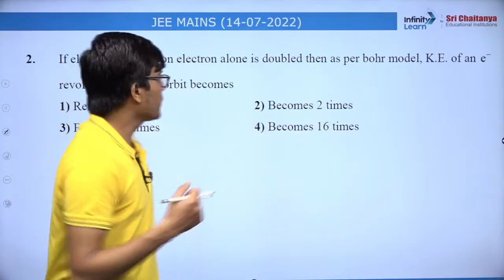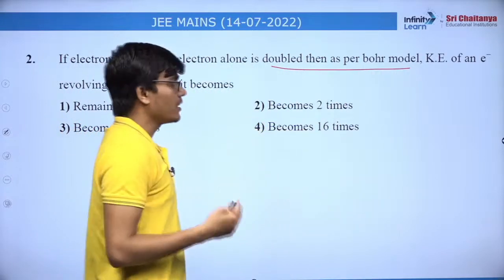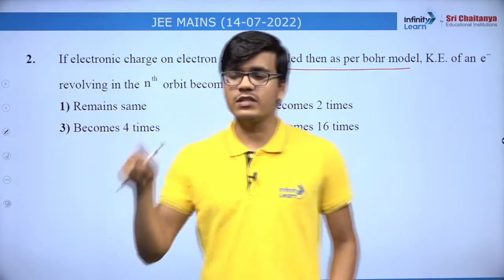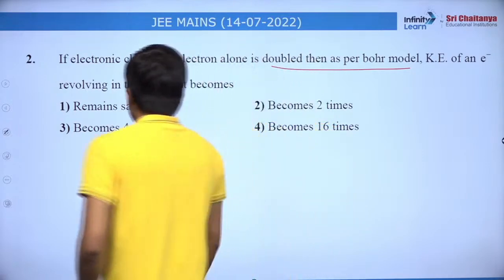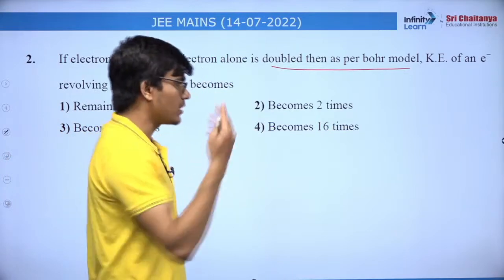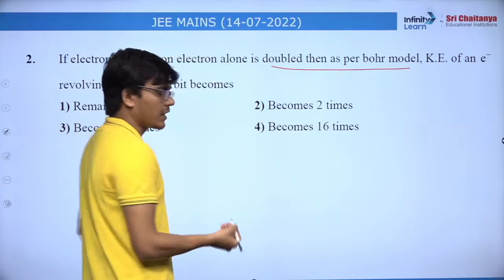Moving to the second question: if the electronic charge, the charge of the electron which we assume as E, is taken as 2E instead of E, what will be the effect on the kinetic energy of an electron which is revolving in the nth orbit of the atom? Electronic charge is getting doubled, and you need to tell what will be the effect on kinetic energy.